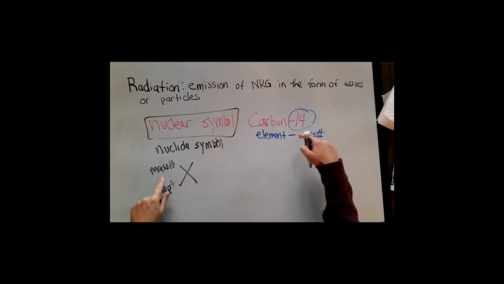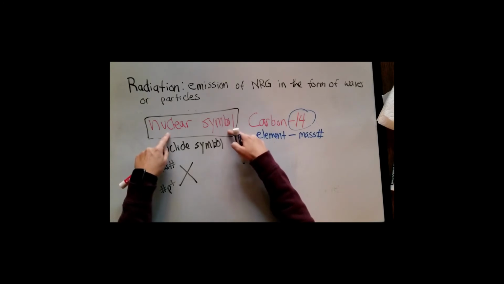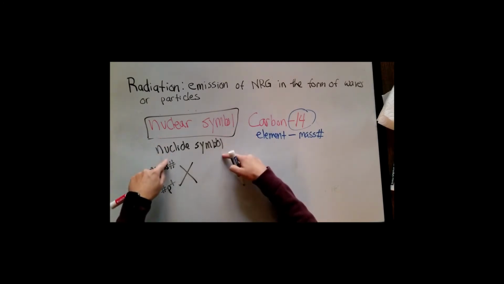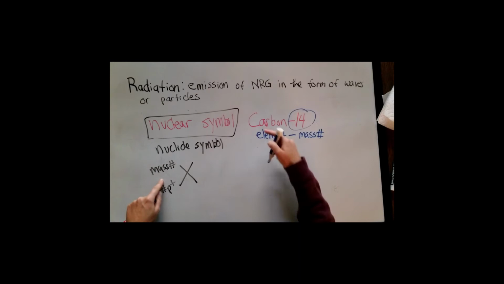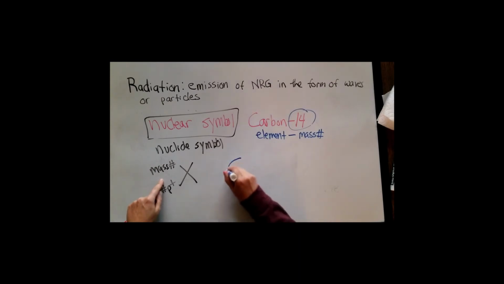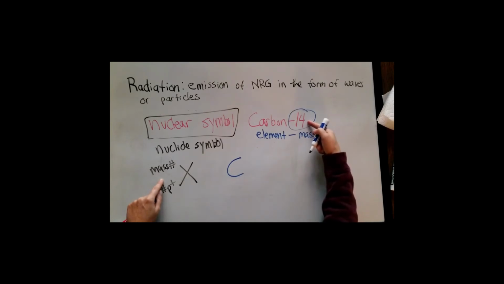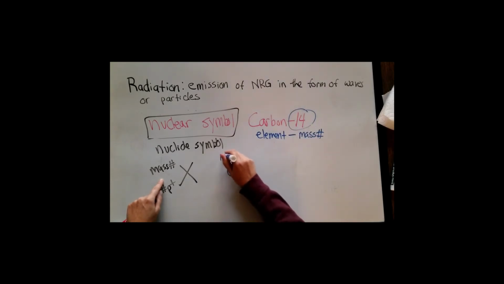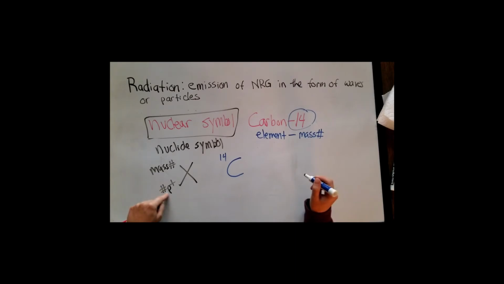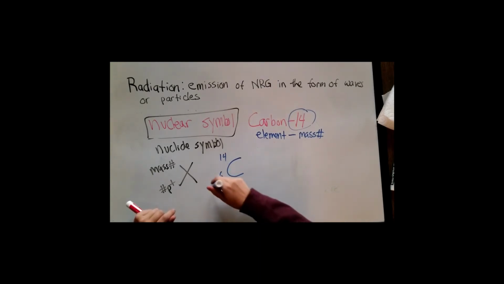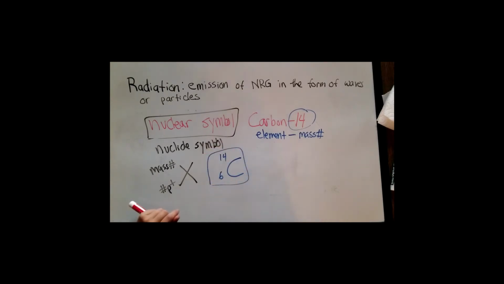Now, to write this as a nuclear symbol or a nuclide symbol, these are interchangeable in this case, we're going to take carbon, we find it on the periodic table, it's a big capital C. The mass number is given to us in this form of the isotope, and it's 14. And then for the number of protons, just look at your periodic table. What number is carbon? Carbon has the atomic number 6. So I would put a 6 there. So this is the nuclear symbol for that isotope of carbon.